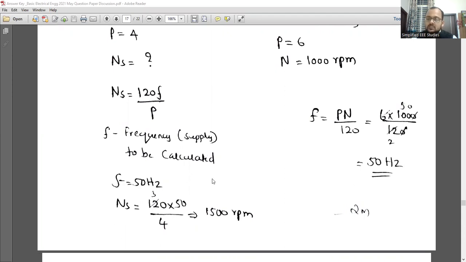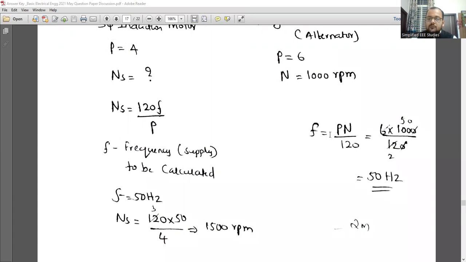But I don't know the frequency. Who is providing the supply? Alternator will be providing the supply. How to calculate the supply frequency of alternator? Yes, there is a formula. F is nothing but supply frequency, equal to Pn by 120. Therefore, the supply frequency is confirmed as 50 Hertz.